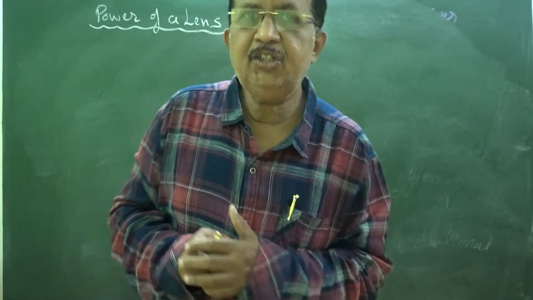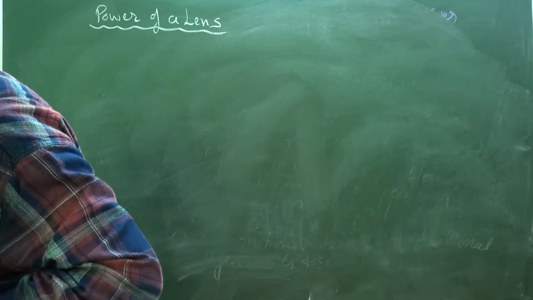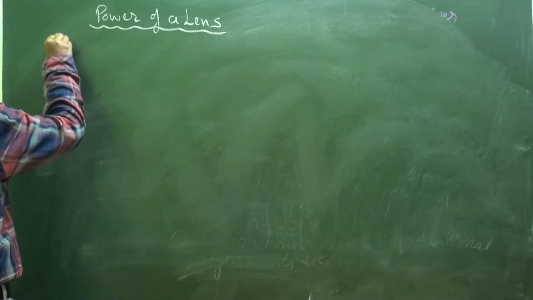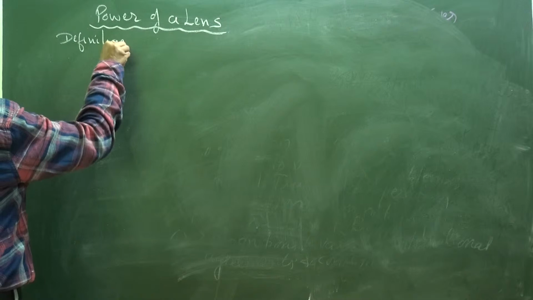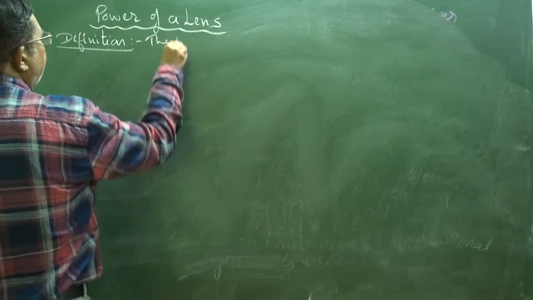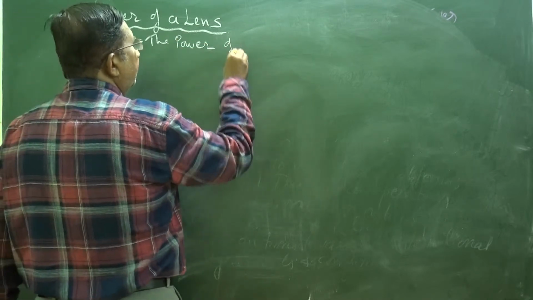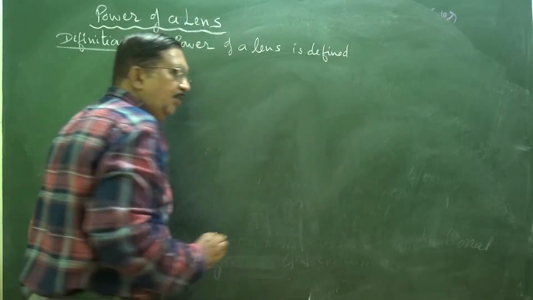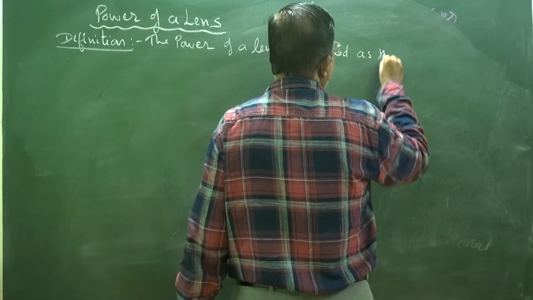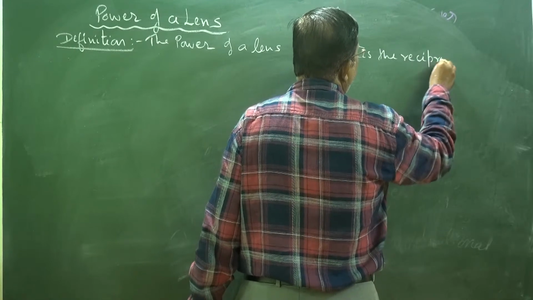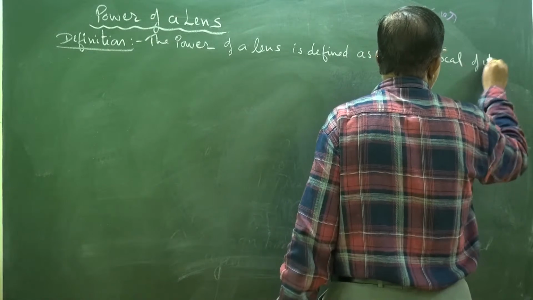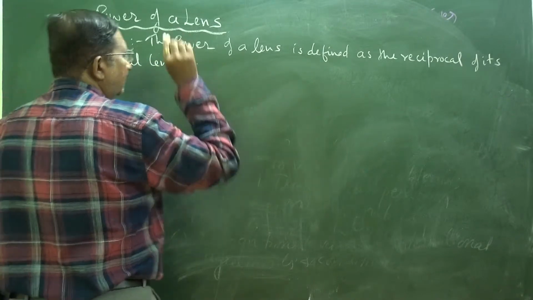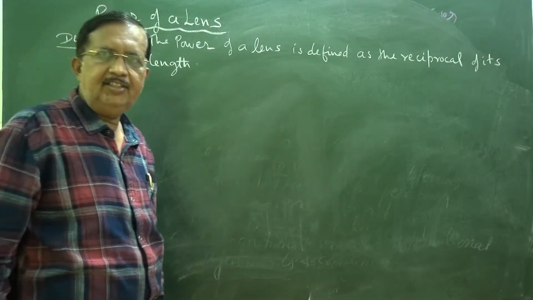So we will take down the definition of the power. The power of a lens is defined as the reciprocal of its focal length.